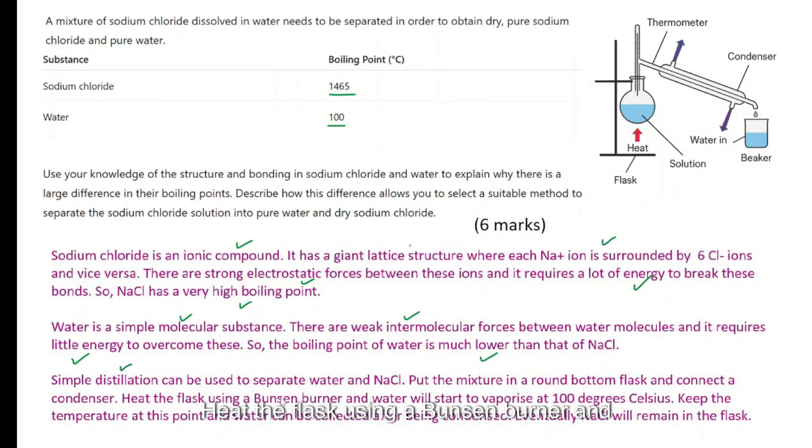Heat the flask using a Bunsen burner, and water will start to vaporize at 100 degrees Celsius because it has such a low boiling point, which is significantly less than sodium chloride, which is really far away. Keep the temperature at this point, and water can be collected after being condensed. So eventually, sodium chloride will remain in the flask. So what will happen is this water will go there, and you get solid sodium chloride here.